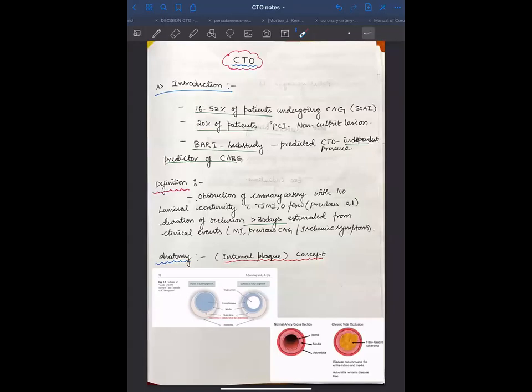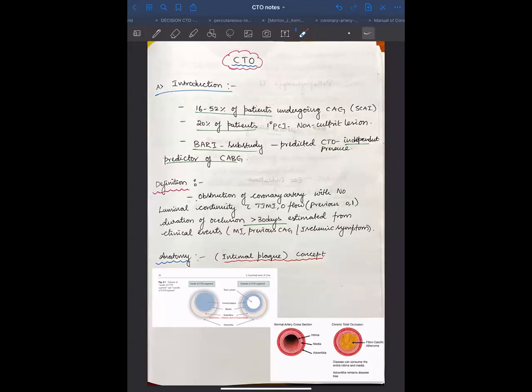It has been shown in one registry that in 20% of patients undergoing primary PCI, the non-culprit lesion tends to be a CTO. Now that's quite a big percentage. And in the BARI substudy, BARI being CABG versus OMT, the presence of a CTO was an independent predictor of patients being pushed for CABG. That was actually an important finding.